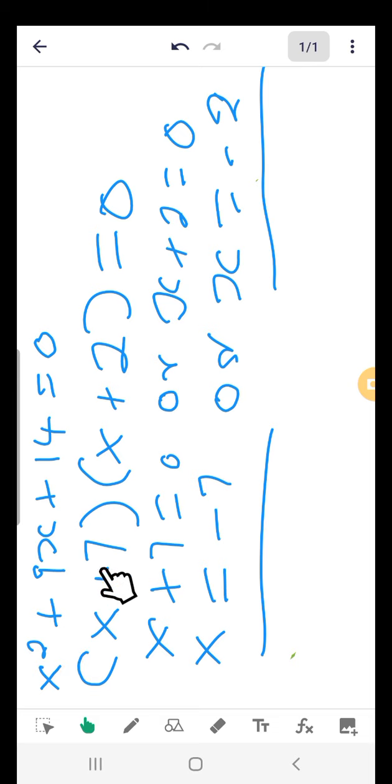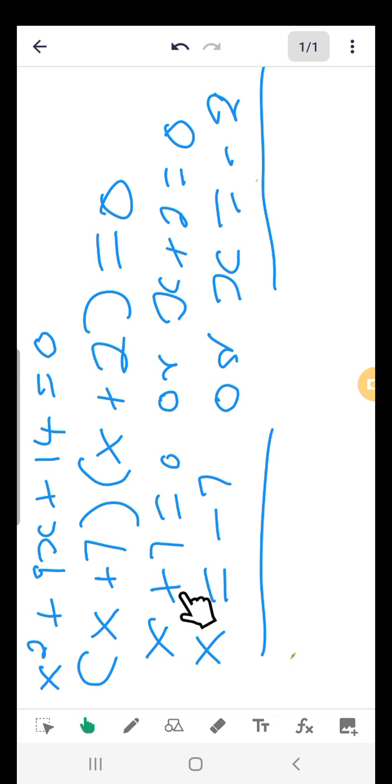Then we get our x squared, and x multiplied by 2 is 2x. 7 multiplied by x is 7x. Then 2x plus 7x is 9x. Then 7 multiplied by 2 is 14. When we remove the brackets, we're left with x plus 7 is equal to 0, or x plus 2 is equal to 0. Then all you have to do is make x subject of the formula by taking 7 to that side of the equation, and making x subject of the formula by taking 2 to that side of the equation.